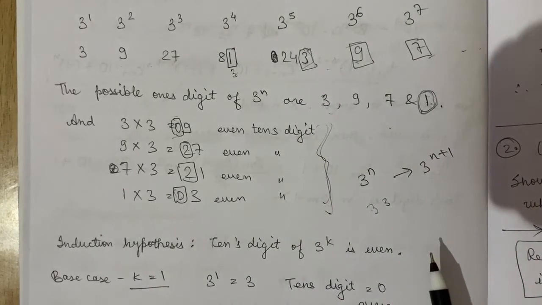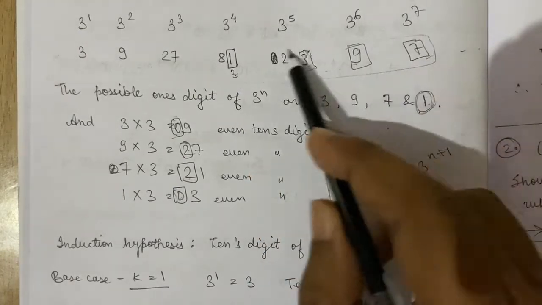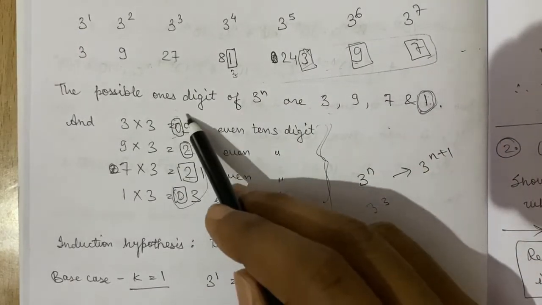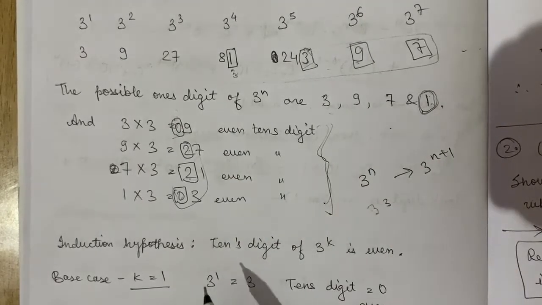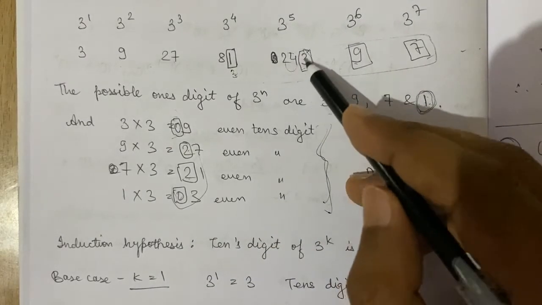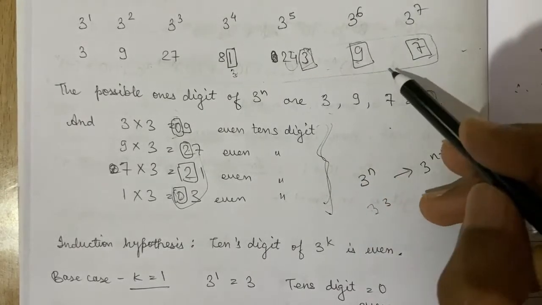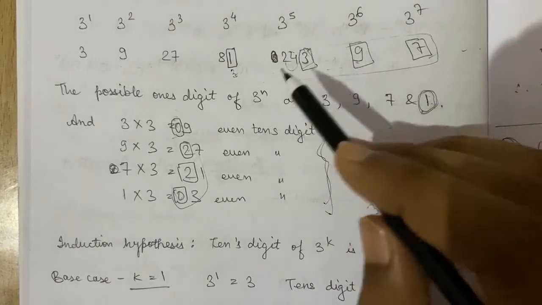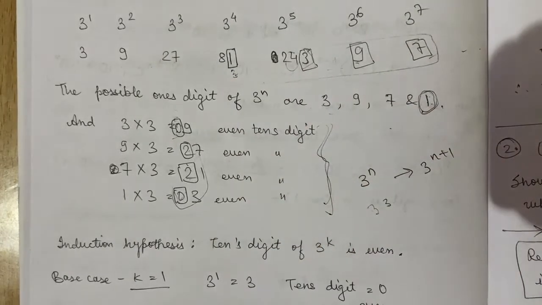So these two observations, that the ones digits are recurring and the tens digit is not affected if we multiply a number by 3, suggest that we could use induction in this proof. If we prove that the tens digit of 3 to the power n is even, then we can jump from 3 to the power n to 3 to the power n plus 1 using this result.